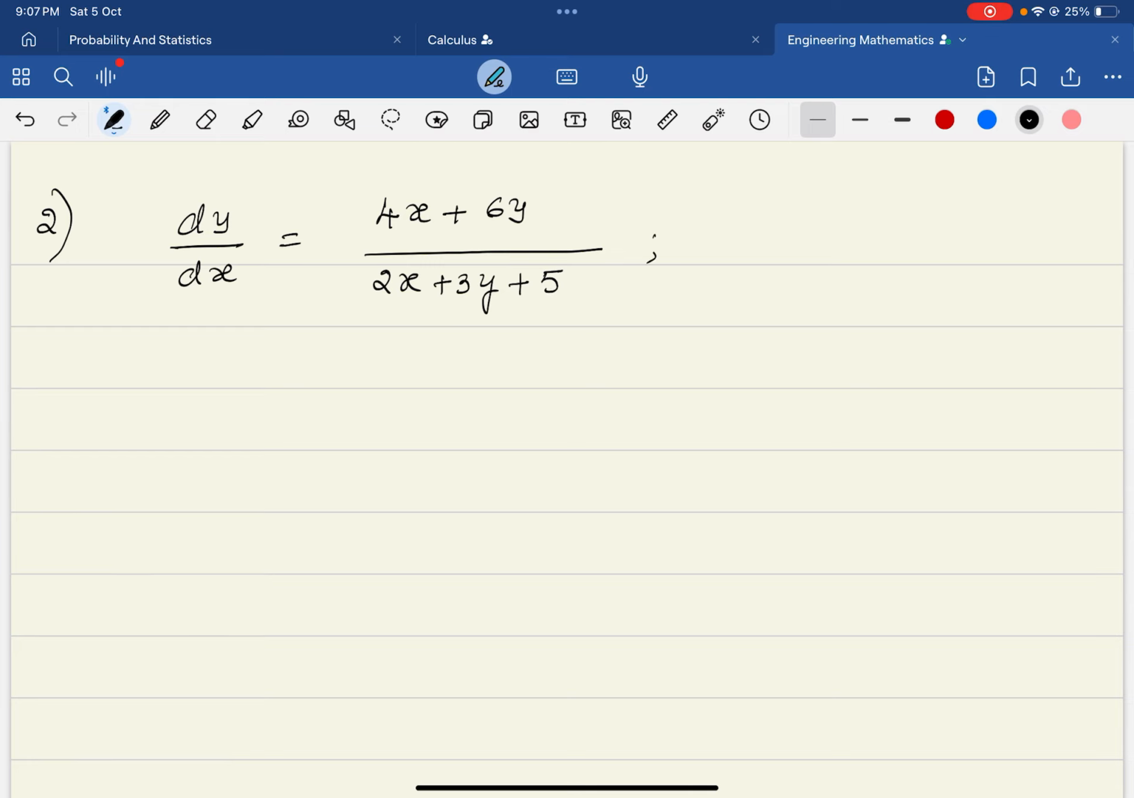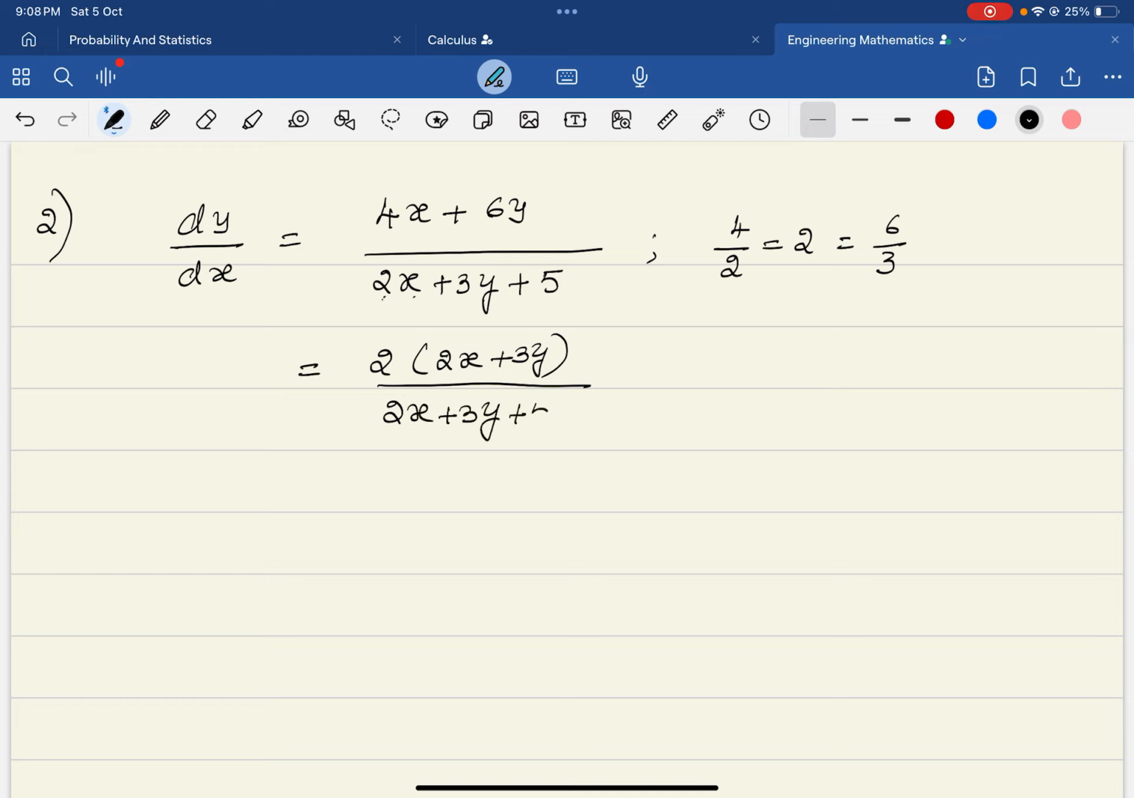So what is a by a? a by a means 4 by 2, correct? 4 by 2 is 2. Similarly, 6 by 3, which is also equal to 2. Therefore, this condition is fulfilled. Correct? Understood. Now we will proceed further. Now, how can we write? This is the small coefficient that I said, 2x plus 3y. So we can write the numerator as 2 times 2x plus 3y, which is present in the numerator as well as in the denominator.